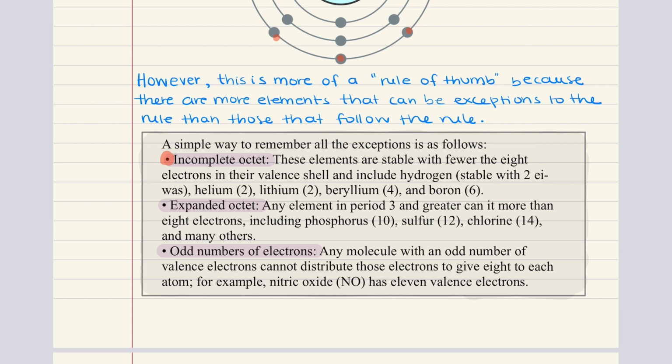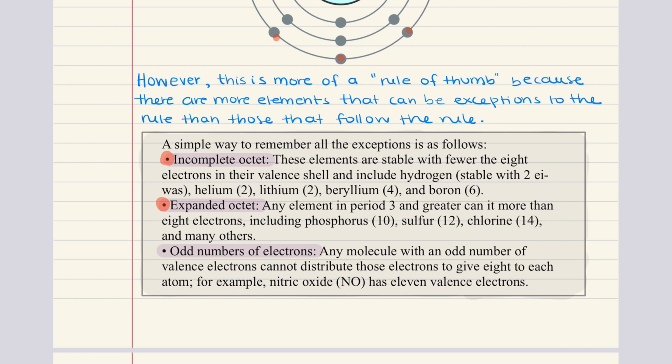When beryllium or boron is the central atom in a molecule, it will often have fewer than 8 electrons, and these compounds are considered to be electron deficient. The second rule deals with expanded octet. Any element in period 3 and greater can hold more than 8 electrons. Here are some examples: phosphorus could hold up to 10, sulfur 12, chlorine 14, and there are many others.